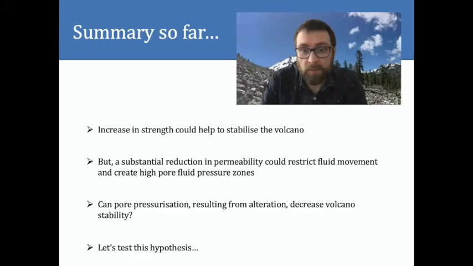Okay, so let's summarize the findings so far. We found here that alteration, when associated with mineral precipitation, can strengthen a rock and reduce its permeability. However, although an increase in strength may be welcome, a large decrease in the permeability could invite high pore fluid pressures within the volcano. So, could zones of high pore fluid pressure within a volcano influence its stability? Let's now test this hypothesis.